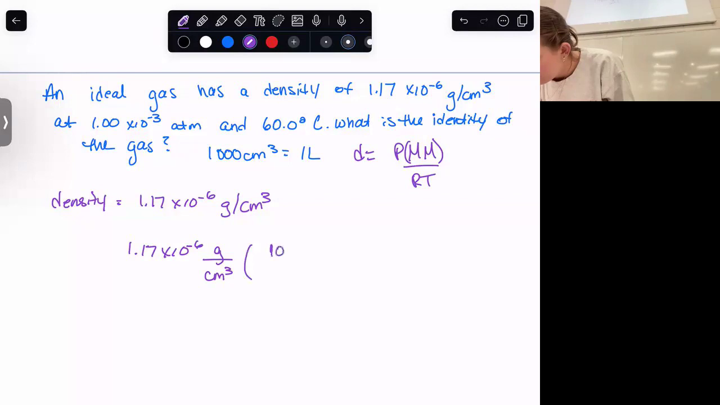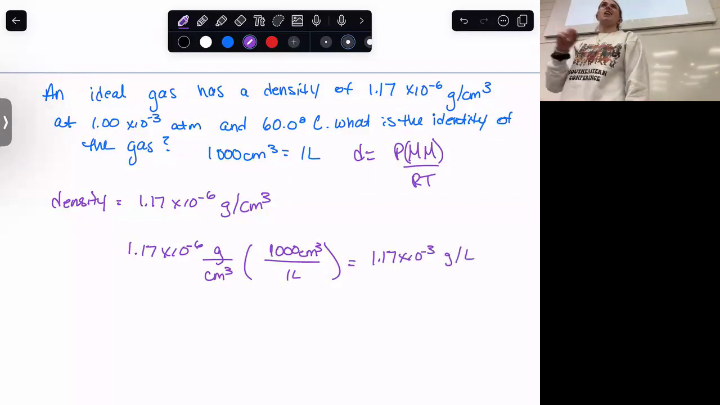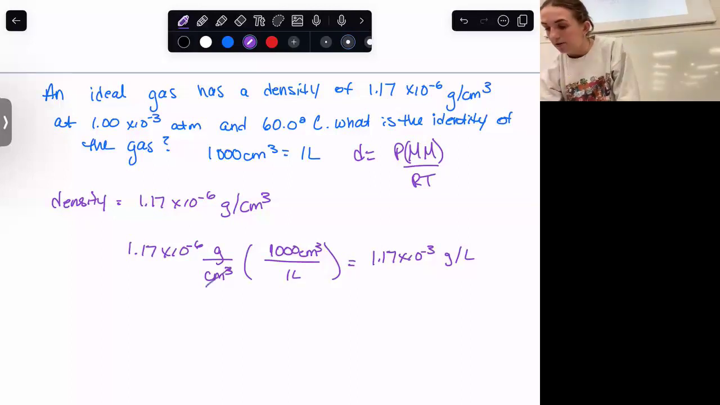So we can say 1,000 centimeters cubed per 1 liter, and that gives 1.17 times 10 to the negative 3 grams per liter. Okay, and now that's in units that we like, because these will cancel out.